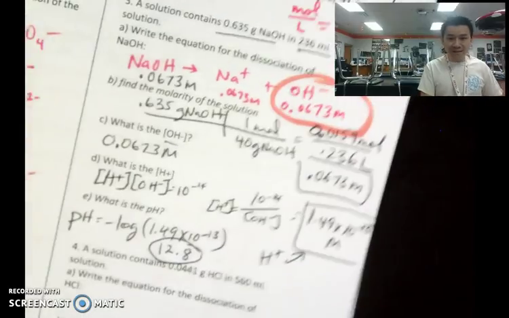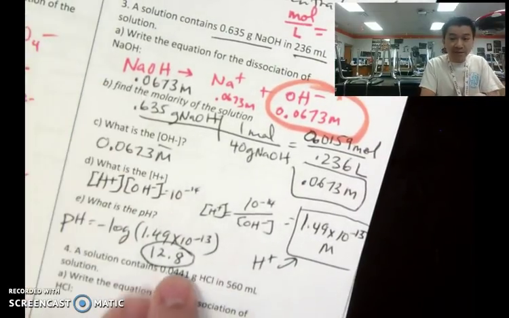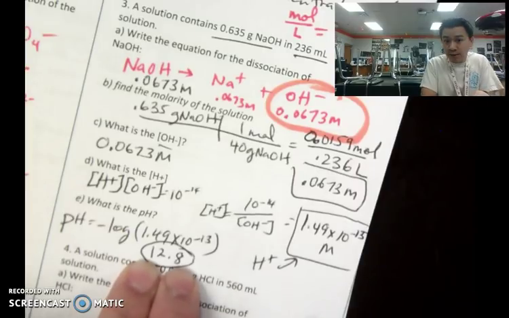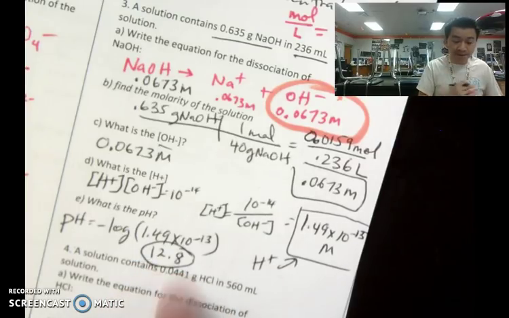And that makes sense because look, NaOH is a strong base. So a pH of 12.8. 12.8 is what? Acid or base? Base. Very good. Yeah. So that is 12.8 for your pH, and that's how you do that.